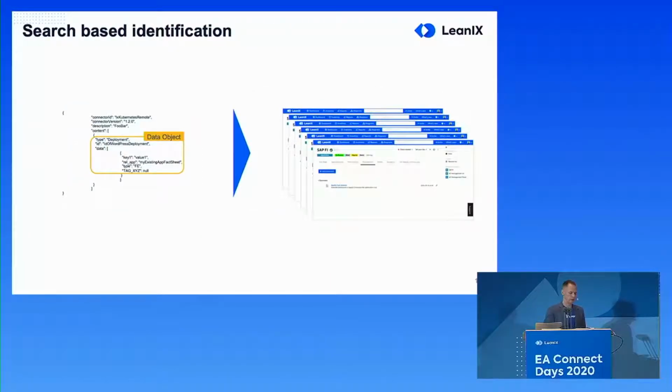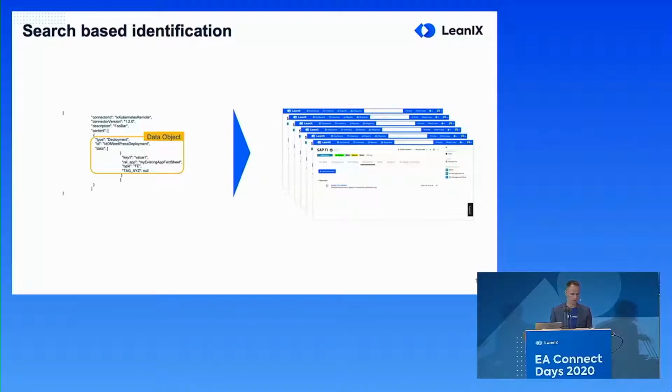The first feature is what we call search-based identification. This feature allows bulk changes on our LeanIX data. So one processor can take the data from an incoming data object and execute a search in our backend that may return 0 or more fact sheets as a result. And all configured changes in the data processor will then be applied to all the fact sheets the result returned.